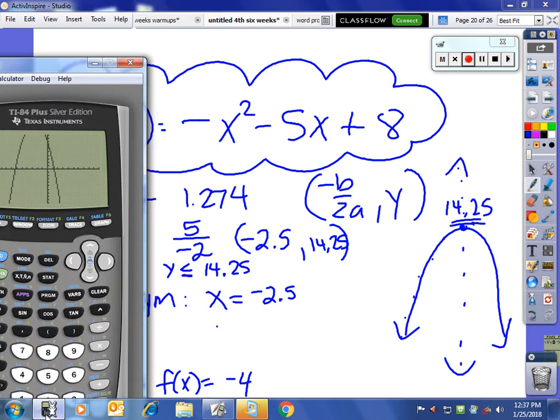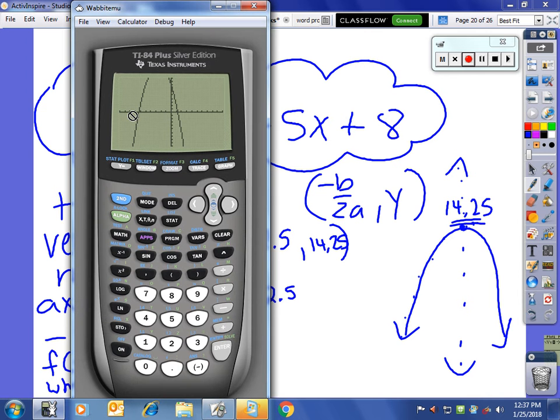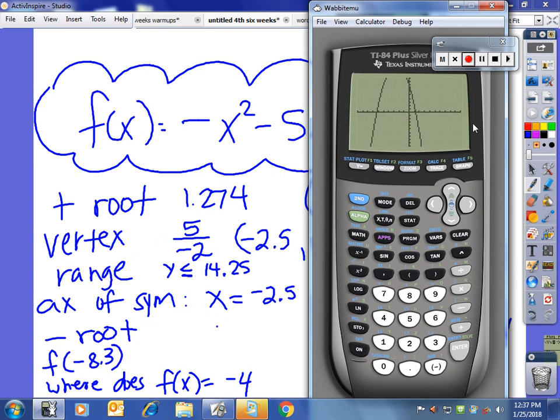The negative root, let's go back to y equals 0. Now I want the negative root. So I'm going to do calculate intersection again. But I need to scroll over to the other side because now I want the negative root. Enter, enter, enter. And I'm getting negative 6.274.